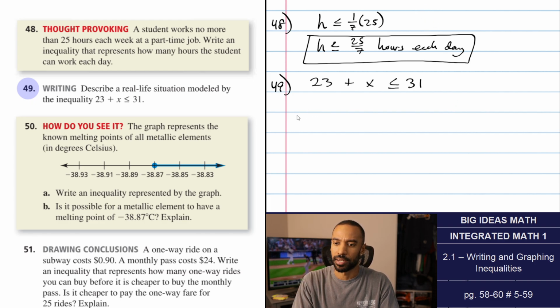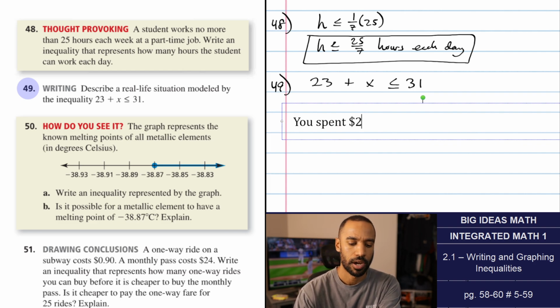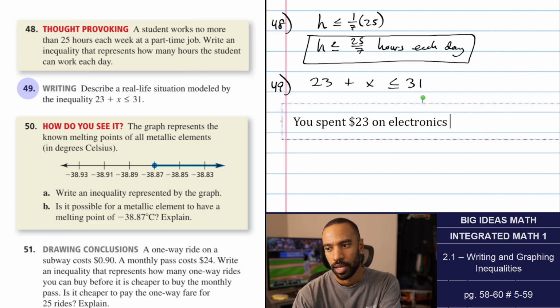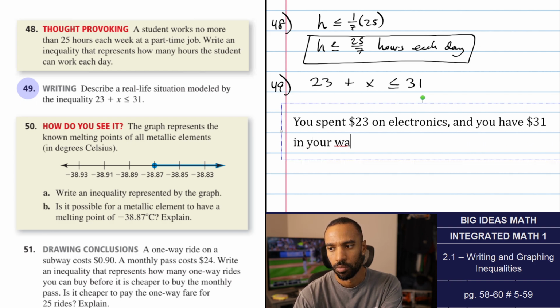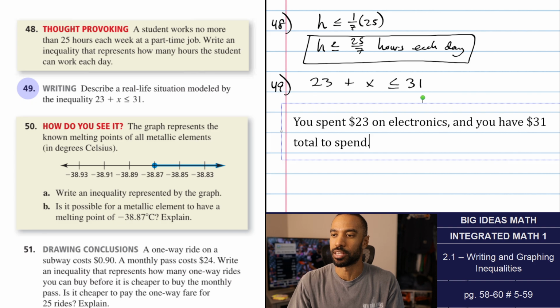So like you spent, let's see, what do I buy? I don't buy many things. You spent $23 on electronics and you have $31 total to spend. So like that, right? Just like that. So that's the scenario. You may not spend more than $31. So you can still spend, which is not the part we're solving, up to $8 more, right? If you spend any less than $8, that still works.